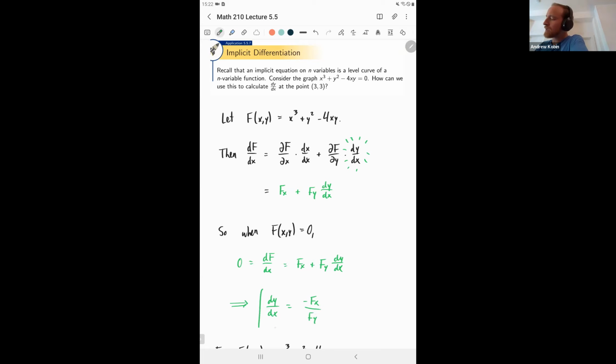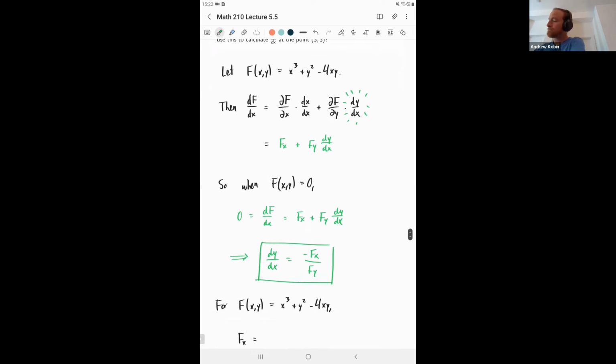I'm going to put this in a big box. This is a really useful formula for computing implicit differentiation and solving for the rate of change dy/dx directly without having to do some sort of big, nasty algebraic mess, provided that you can solve for the partial derivatives of capital F, which we know how to do at this point.